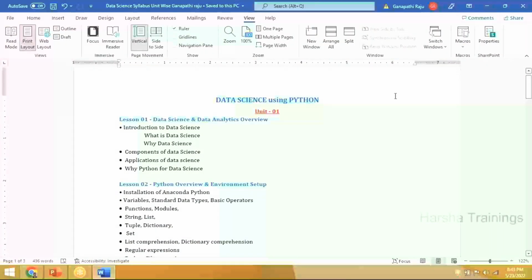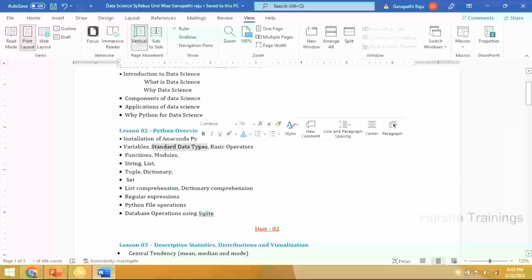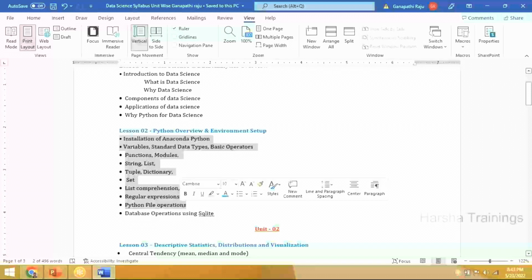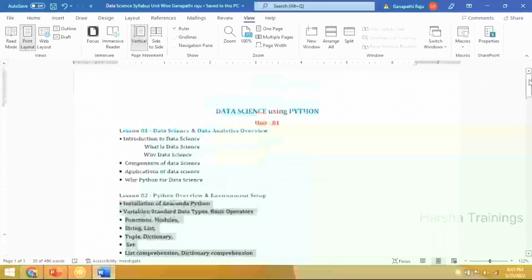Look here. I'm starting Python programming from scratch: installation, variable declaration, data types, operators, functions, modules, string, list, tuple, dictionary, set, list comprehension. All of this, up to database operations, file processing. I will teach this for 10 to 12 days, daily 1.5 hours. Once you are good in these areas, I will start the next topics.